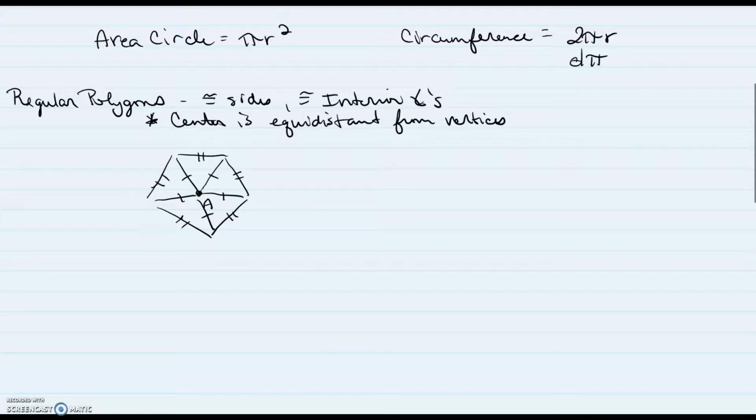And then we have the central angle. And remember the formula for that is 360 degrees divided by the number of sides. And that's going to tell you the central angle for one of the triangles that creates the polygon.